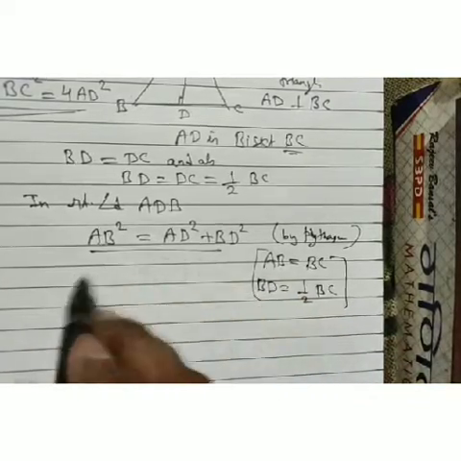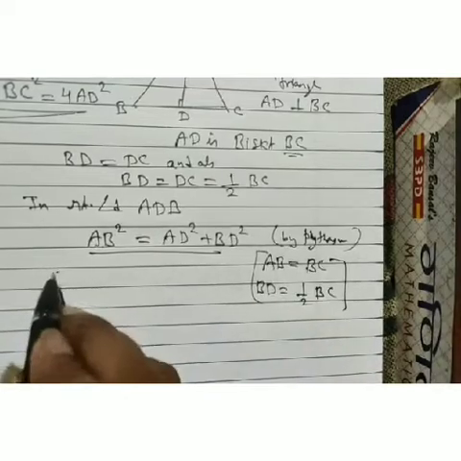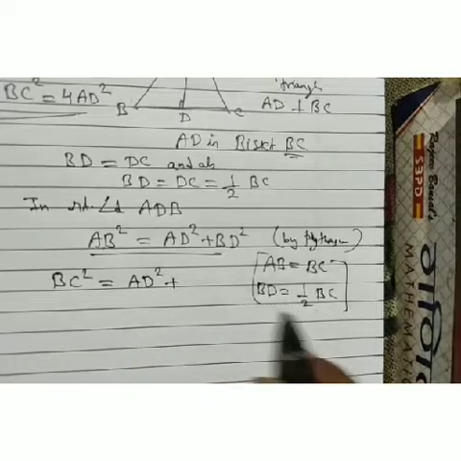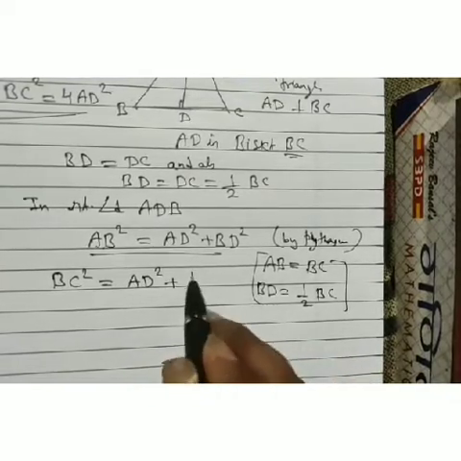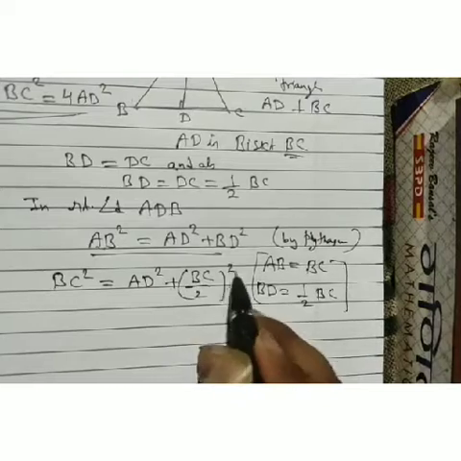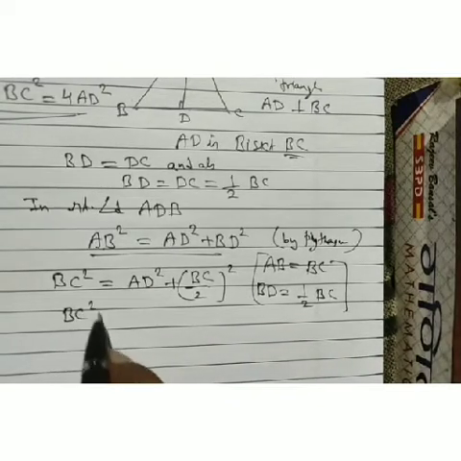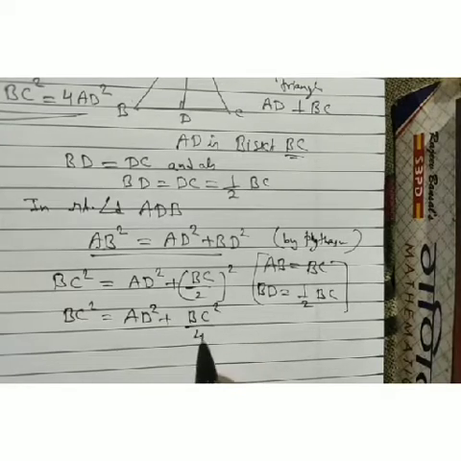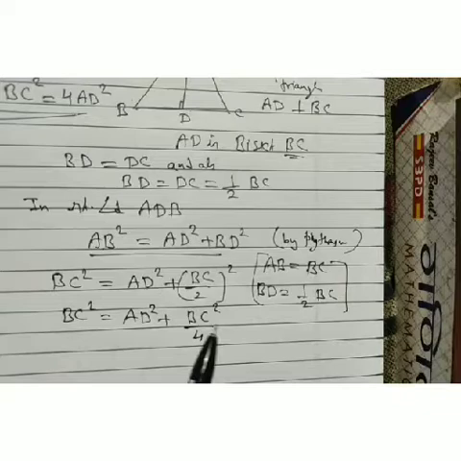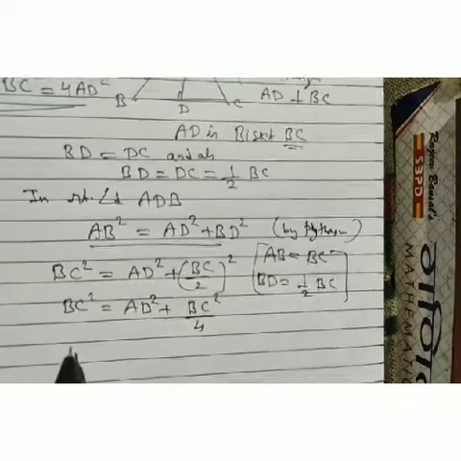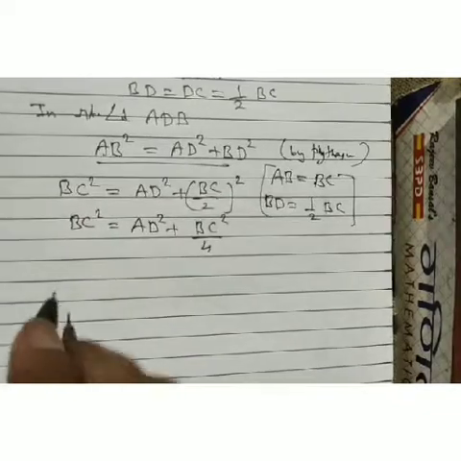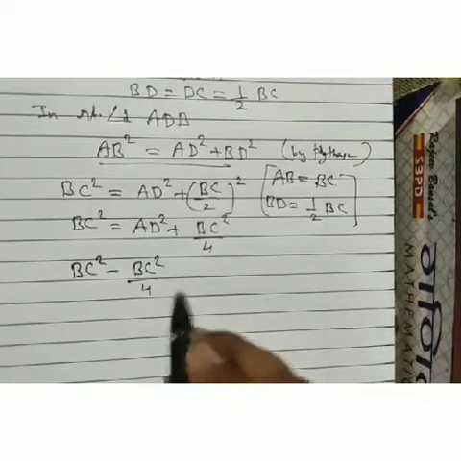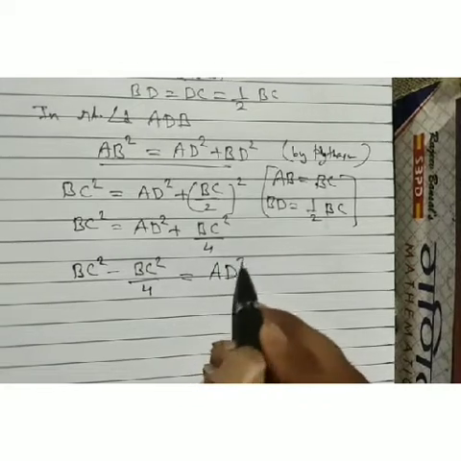Now this equation reduces to BC square is equal to AD square plus BD, which is BC by 2 whole square. Now BC square equal to AD square plus BC square by 4. Now we transfer to the left hand side. Now what do we have? BC square minus BC square by 4 is equal to AD square.